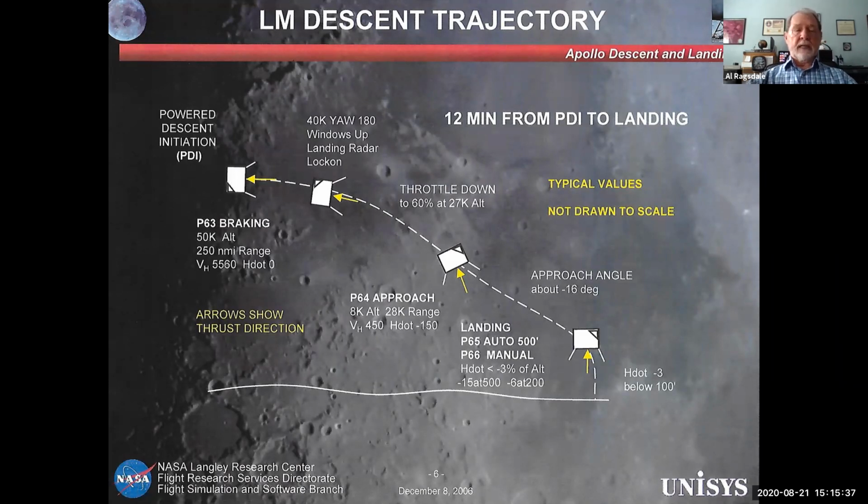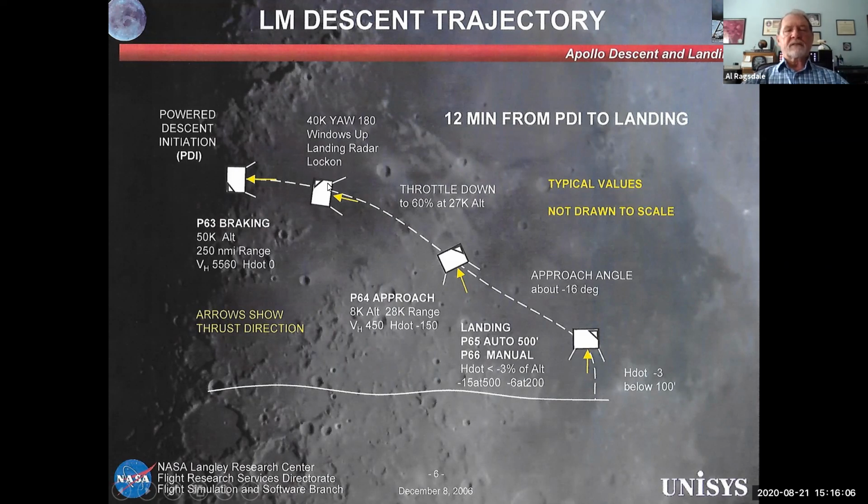And they were running a program called P63, or the braking phase. They started off about 250 miles from the planned landing site at a horizontal velocity of 55, 60 feet per second and H dot roughly 0. Incidentally, all these things use conventional units, because that's what Apollo did. So that's why I show these using English or customary units.